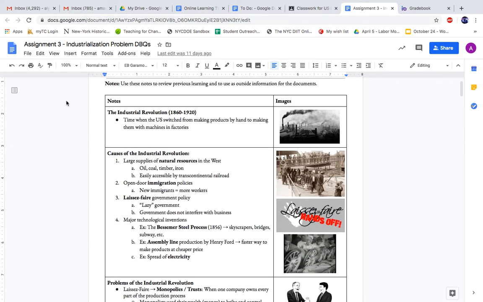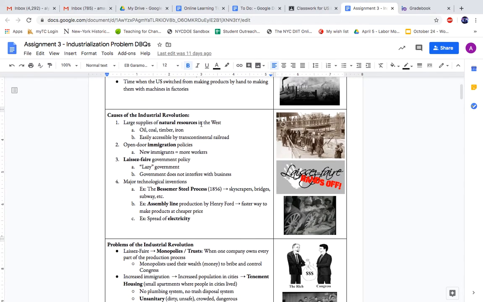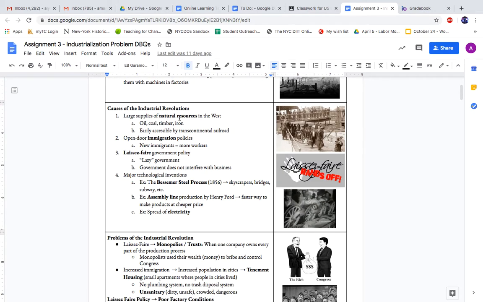Okay, so quick review starting from here. The Industrial Revolution from 1860 to 1920 was a time when the U.S. switched from making products by hand to making them with machines in factories. And the four main causes of the Industrial Revolution that we reviewed back when we were actually in school together are that Americans discovered large supplies of natural resources in the West, and that made it easy for us to take those over to factories and make them into goods.